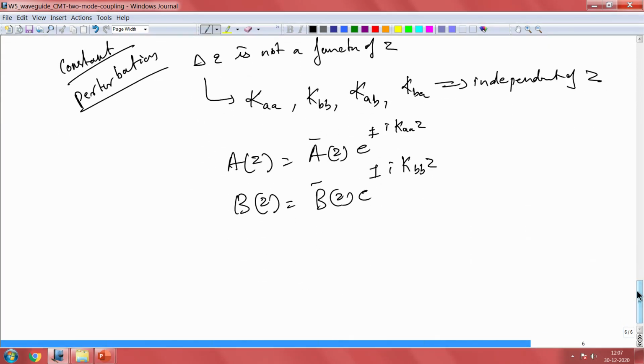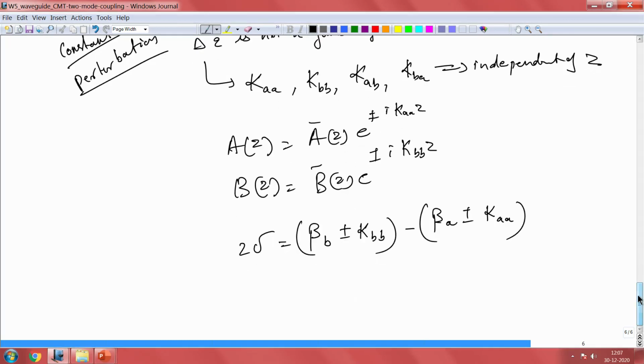So, this is the coupling factor. What is the phase matching here? Phase matching is nothing but beta B plus or minus kappa BB minus beta A plus or minus kappa AA. So, if you remember, if you take out the self coupling in this, your delta here is basically beta B minus beta A, right. So, the physical meaning of the self coupling coefficient is a change in the propagation constant of each normal mode here. So, that is what the self coupling is all about.